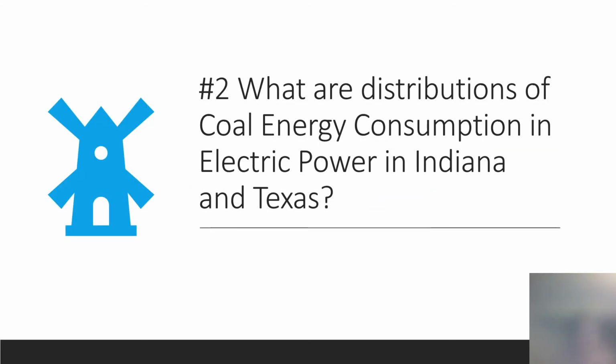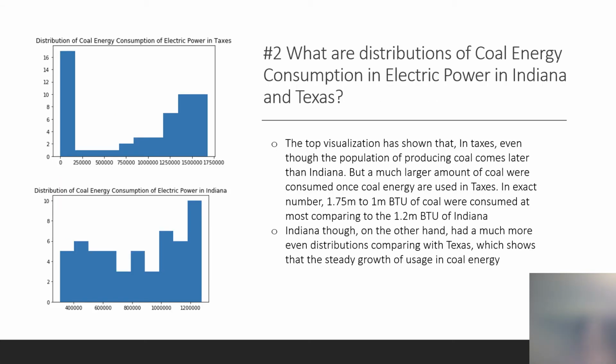Second question to answer is, what is the distribution of coal energy consumption in electric power in Indiana and Texas? This visualization shows the distribution of coal energy consumption in electric power in Indiana and Texas. The top graph represents Texas and the bottom one represents Indiana. The top visualization has shown that in Texas, even though the popularity of producing coal comes later than Indiana, a much larger amount of coal was consumed once coal energy was used in Texas. In the exact number, 1.75 BTU to 1 BTU of coal were consumed at most, compared to the 1.2 BTU of Indiana.